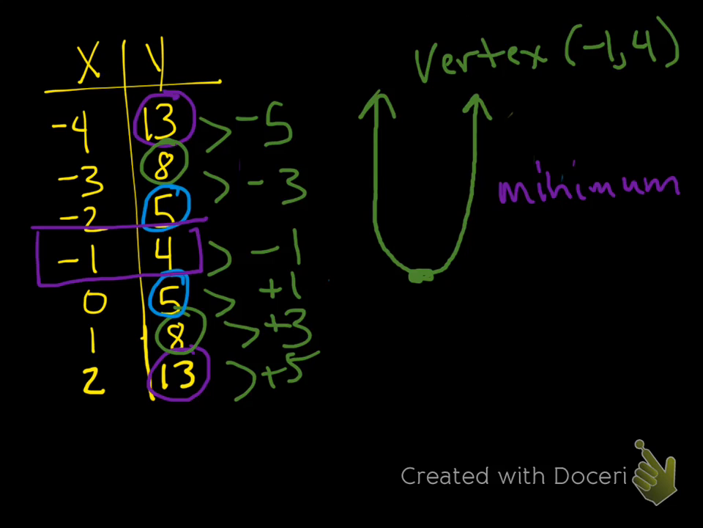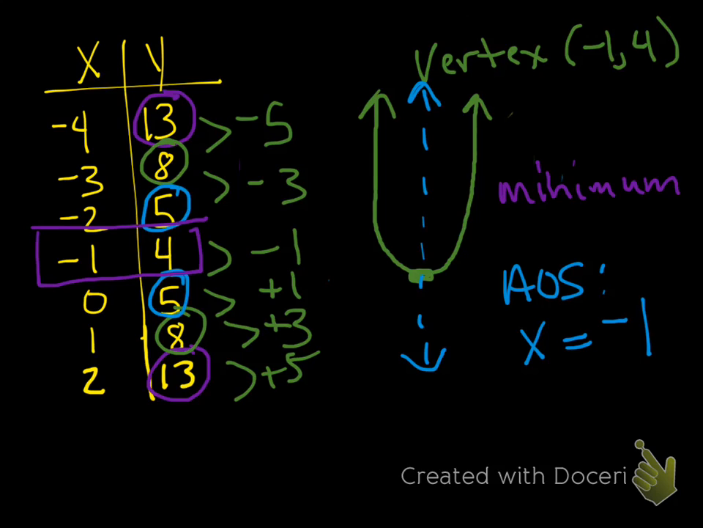Then it asks you for the axis of symmetry. Remember, the axis of symmetry goes through the vertex point. So whatever your x value on your vertex point is, your axis of symmetry is x equals -1. That's the equation of that blue line right there.